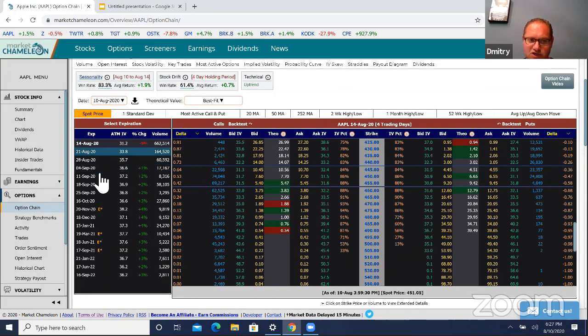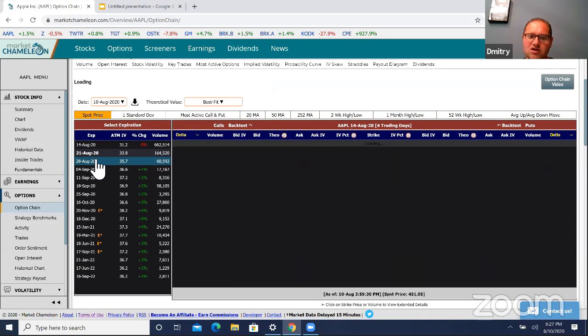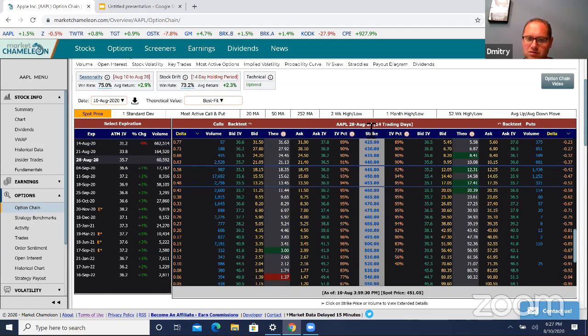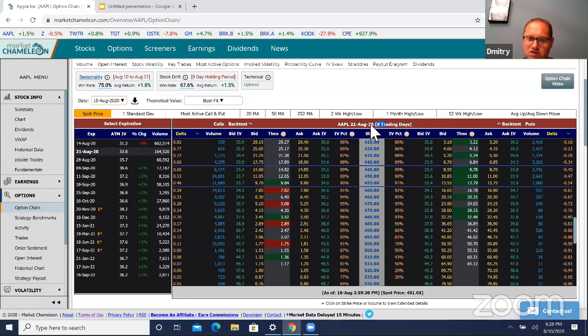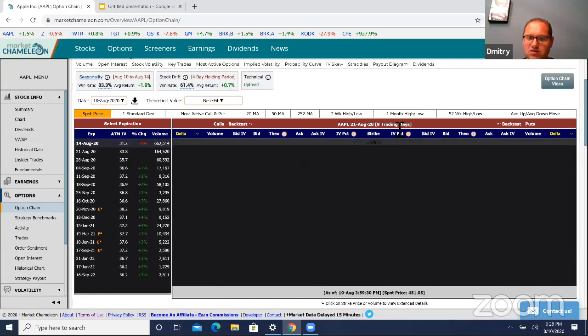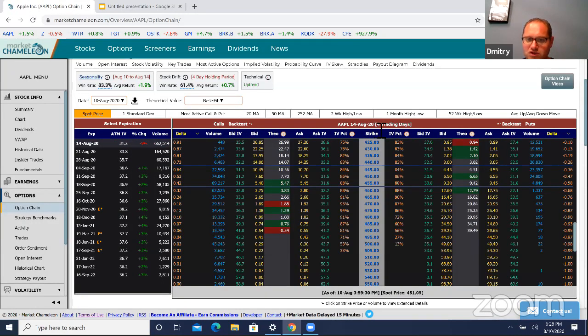I'm going to go to the expiration. So these expirations, August 14th, August 21st, August 28th. These are when this option expires, right? So I showed you an option with exactly 1 year. This one, August 28th, has 14 trading days. August 21st has less, 9 trading days. August 14th, this has 4 trading days.